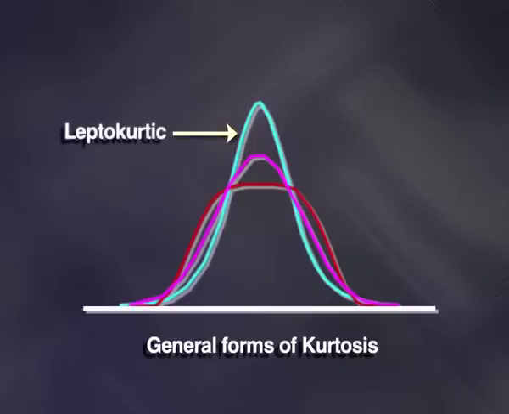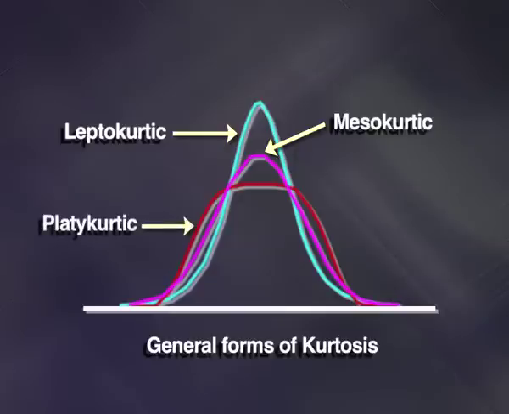First, the leptokurtic curve having the maximum peak, the mesokurtic curve, also called a normal curve, which is of moderate size, and the platykurtic curve, which is a flat type. A peaked curve is called a leptokurtic curve, an intermediate peaked curve which is neither flat topped nor peaked is known as normal or mesokurtic curve. A flat topped curve is called platykurtic curve.